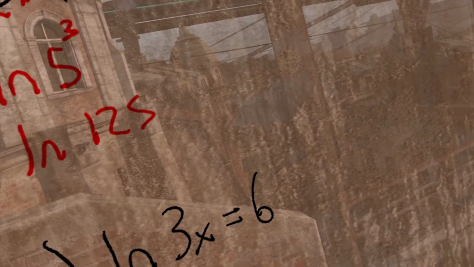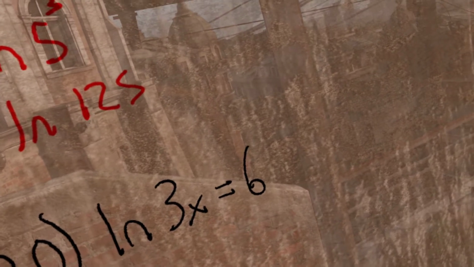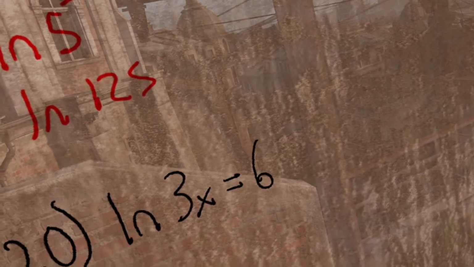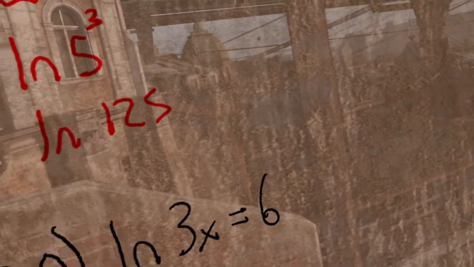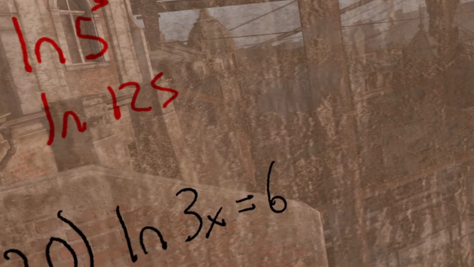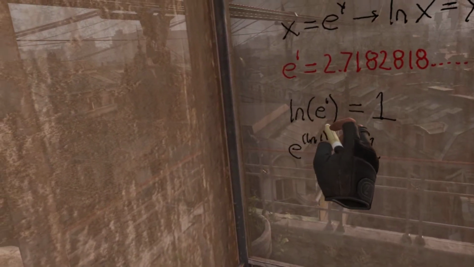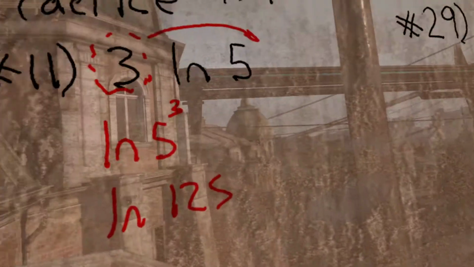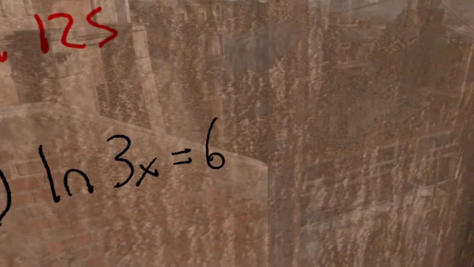I'm just pausing for a second on purpose. I want you to think about this for a second. How do I get rid of a natural log? I can't solve it like this. I can't get that x isolated unless I make that go away. How do I make it go away? Well, natural log and e, we said, you put those together, you get a 1. Maybe we should take the e of both sides.